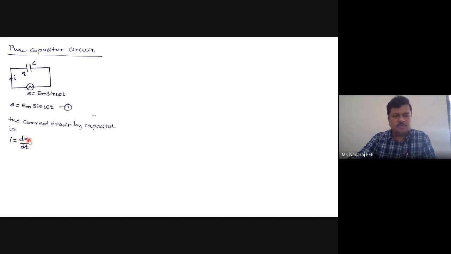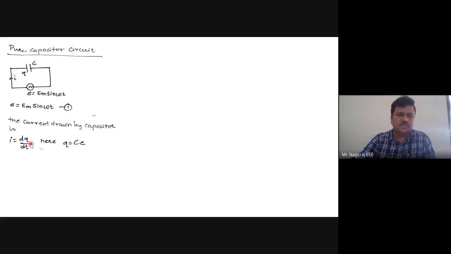Now q is proportional to voltage, and Q equals capacitance into voltage. If the capacitance is 0, if the capacitor doesn't have any capacity to hold charge, then even though there is supply voltage, the charge held on the capacitor is 0. So the charge on the capacitor is always proportional to voltage and is given by Q equals C into E. Capacitance is a constant of the component.